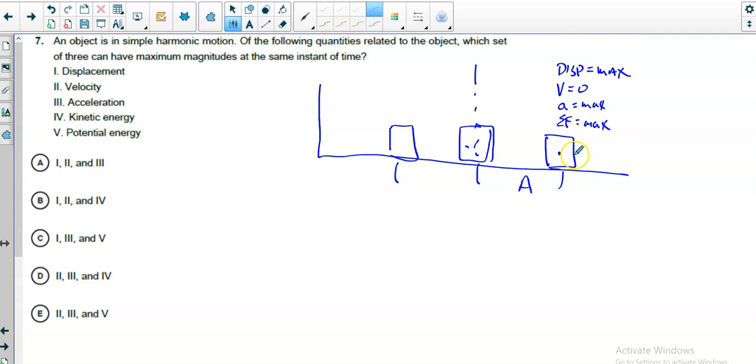All those are true out here. The velocity is stopped though. So A is your largest displacement. At this point, the spring is pulling on it as hard as it can. So net force is a maximum, which means acceleration has to be a maximum, even though it's not moving.